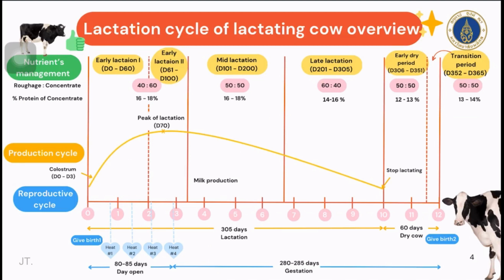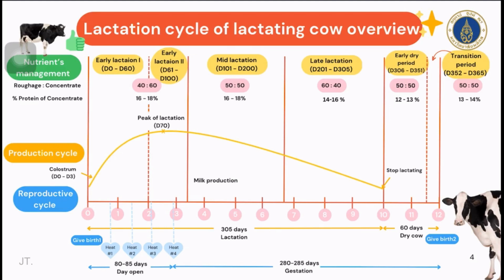In all 5 phases, we will talk about the 3 main points, which are the nutrient management, production cycle, and reproductive cycle. We will start with the nutrient management. Lactating cows in each phase will have a variance of roughage to concentrate ratio and percentage of protein in concentrate that are appropriate for the requirement of each lactation phase. The next one is the production cycle. We will focus on productivity, which is milk production.